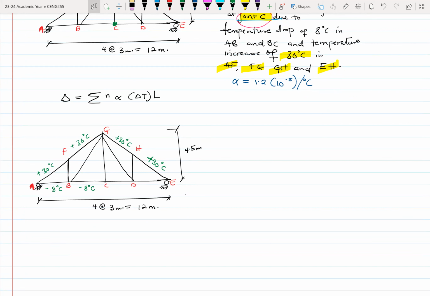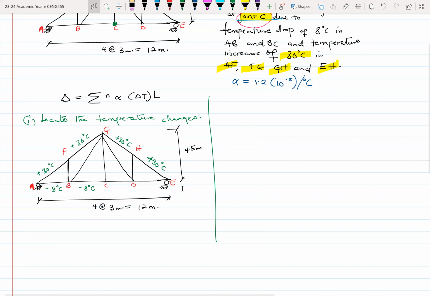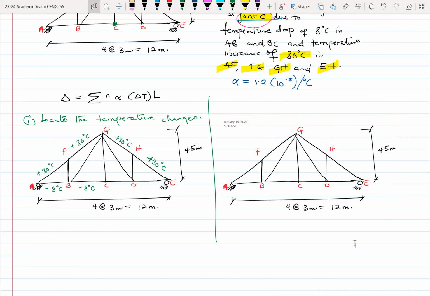All right. So the first thing that you need to do pretty much is to locate the temperature changes. All right. So this is important to us. So once we locate the temperature changes, the next thing will be, let me just bring this one up here.